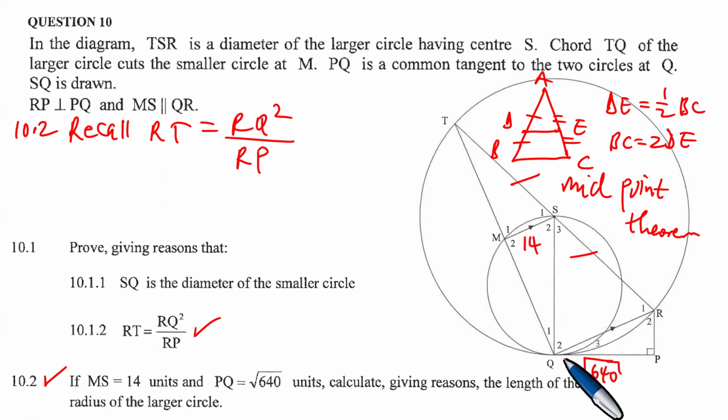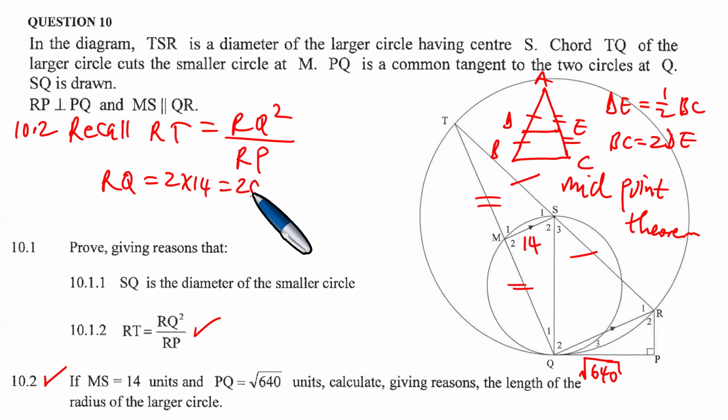That allows us to find RQ here, because you already know this one is 14 and this is a radius, so this is equal to this. S is the midpoint, and because this is parallel to this, the midpoint theorem applies there. So in the end, RQ is 2 times 14, which is 28 units.